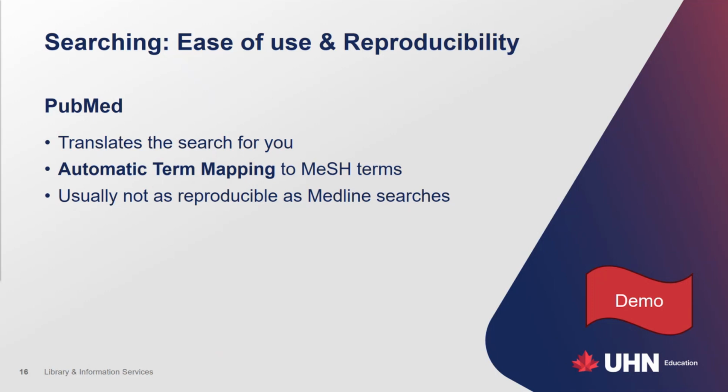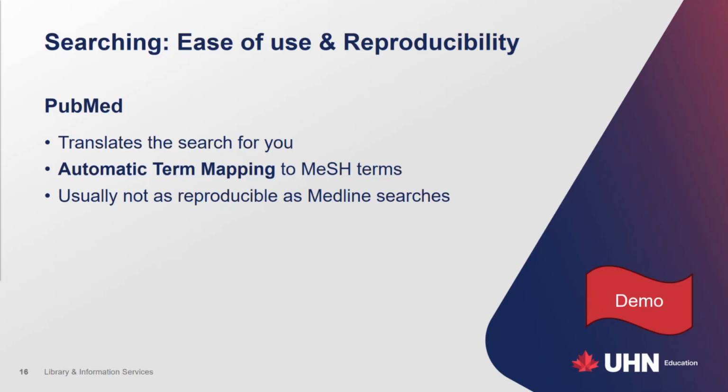If you type in an author's name, sometimes it knows to search it in the author field, and sometimes it doesn't work that well and doesn't recognize that it's a name, so it doesn't search in the appropriate field. And lastly, because it translates the search for you, this makes it less reproducible, because that translation or algorithm for that same basic search could be changed in the future.